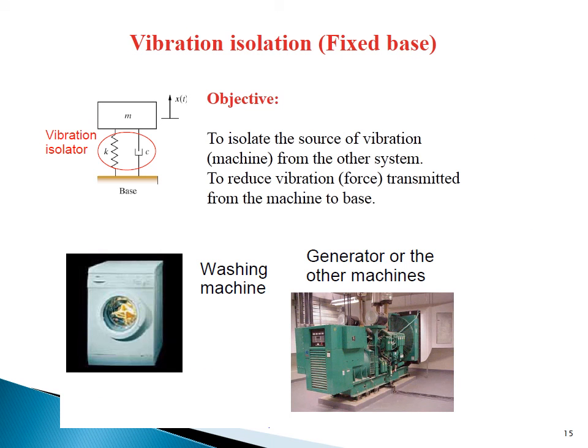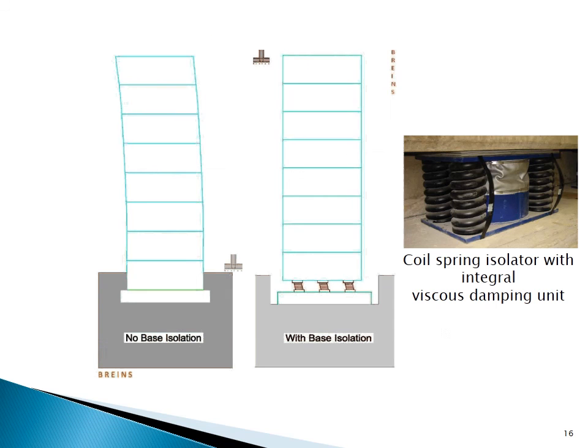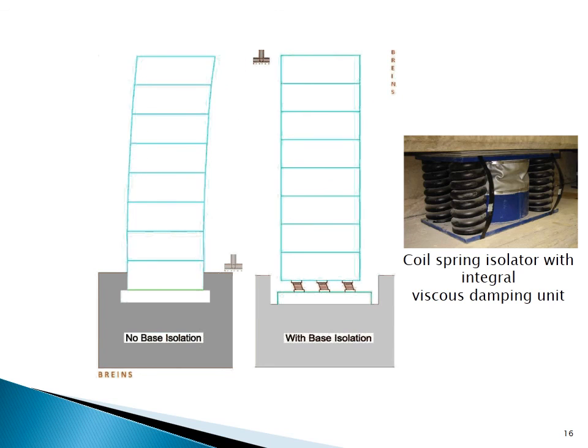In a fixed base system, such as a washing machine, there is no spring or damper. In a generator also, no spring or damper is provided at the base. So rubber, cork, etc. are required to isolate the system from the base. Spring coils can be used as isolation material, and they will provide more stability.